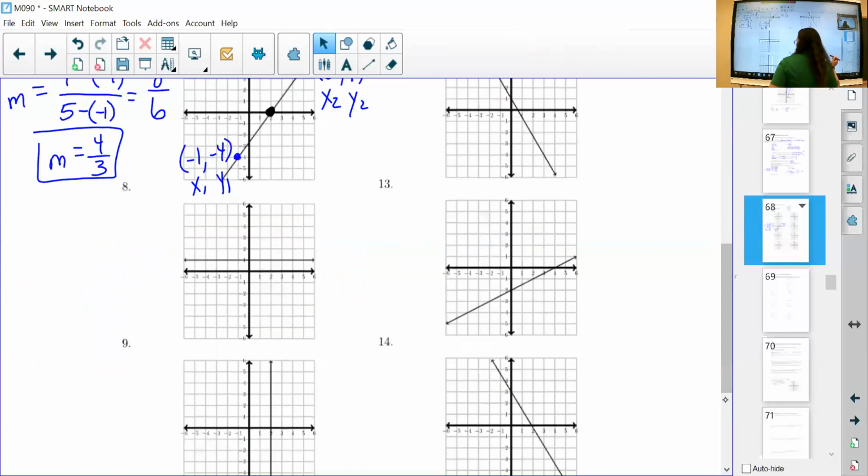Let's take a look at 9. So 9, we've got a vertical line. Think about what the slope has to be, both because we know the answer and because there is no horizontal change. And let's go ahead and see one other way to do this. So let's take a look at 13. I'm going to pick 2 points that are lattice points again. In this case, I see this one and this one.